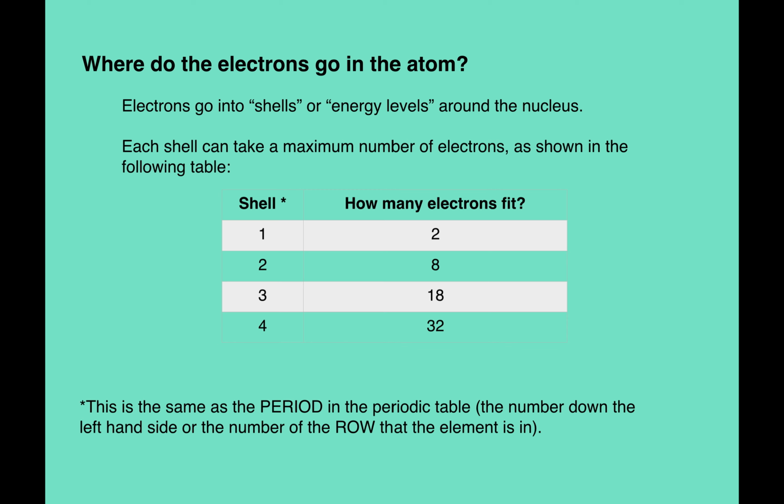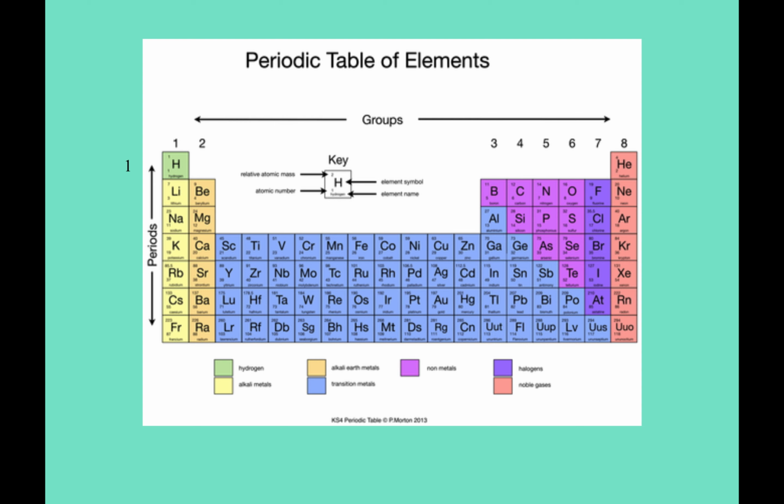Now, this is an important point. The number that the shell has is the same as the period in the periodic table, which is the number down the left-hand side. So if you need to know how many shells a particular atom or element has, all you've got to do is look at the period it's in. So for example, hydrogen is in period 1, so hydrogen has 1 shell of electrons, whereas lithium, beryllium, boron, they're in period 2, they have 2 shells of electrons.